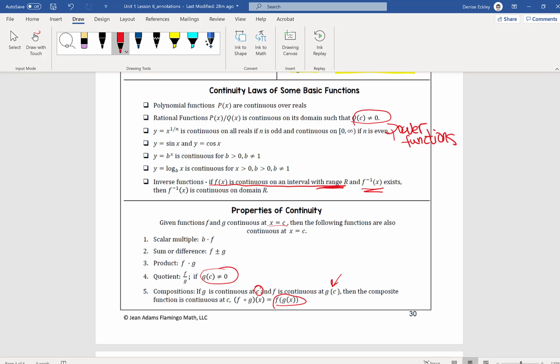So what I'm going to do is stop here for part 1, and we're going to use these properties in some examples in part 2.